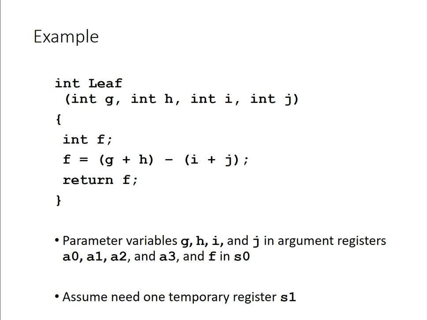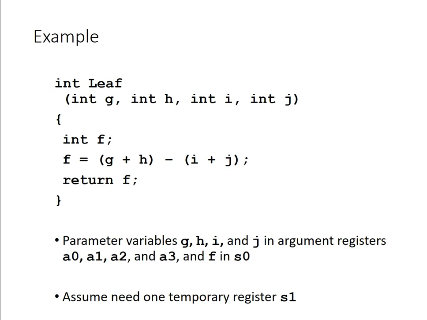So the parameter variables g, h, i, and j will be put into argument registers, a0 to a3, and we'll use the register s0 to hold the variable f. And we're going to assume that we also need one more temporary register which will store the value in s1.